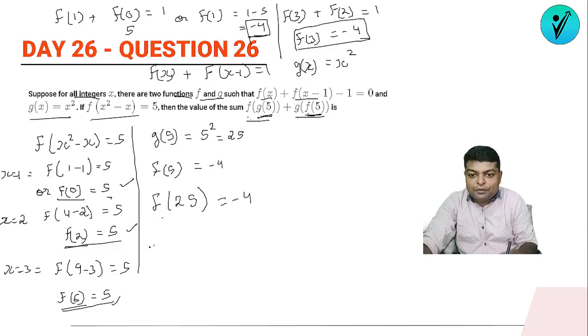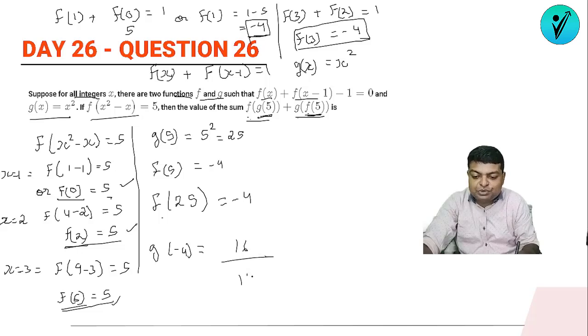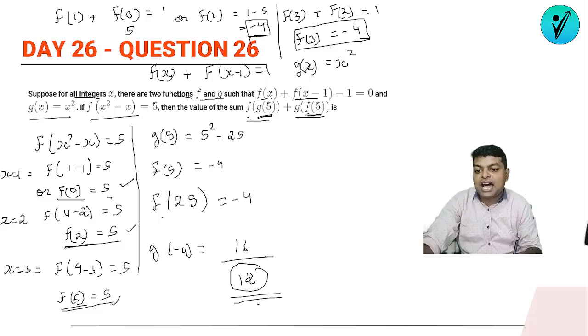Similarly, then we have to get g of f of 5. So what is the value of f of 5? F of 5 is minus 4. So we have to get g of minus 4. So g of minus 4 will be 16. और हमें कुछ नहीं करना, हमें इन दोनों फंक्शंस को ऐड कर देना है. So when you add these two, the answer will be 12. So for question number 26, the answer is 12.